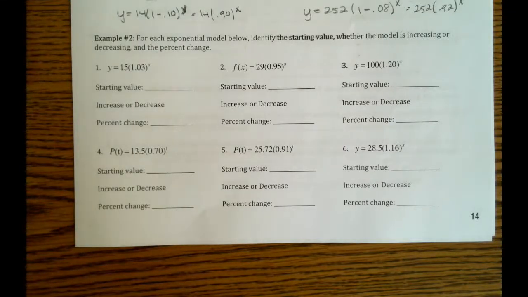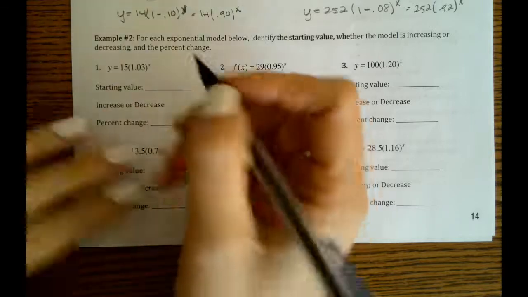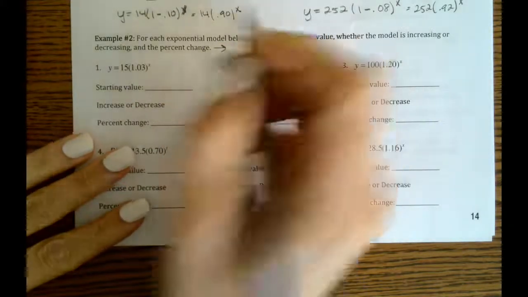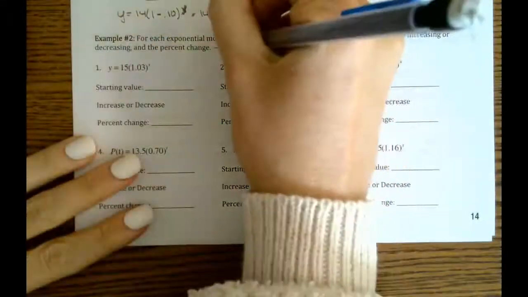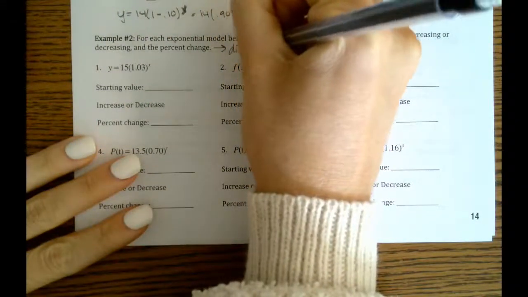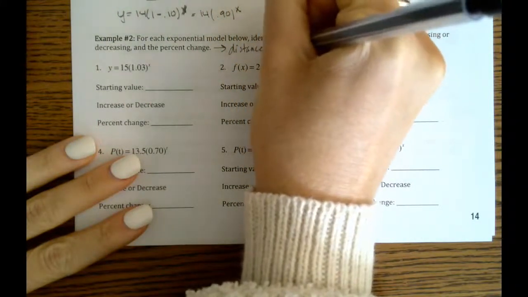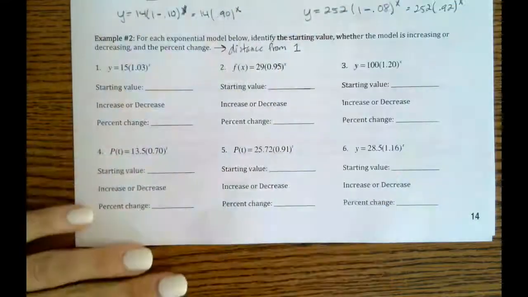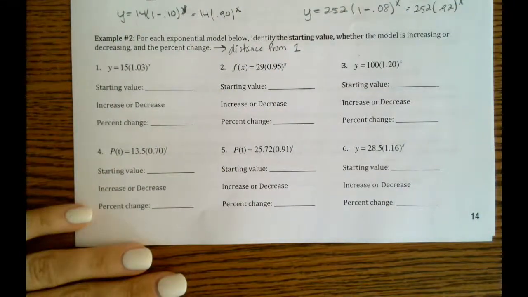Okay, group on example 2. For each of the exponential models below, identify the starting value, whether the model is increasing or decreasing, and then the percent change. So the big thing with percent change that I want you to remember is it is your distance from 1. Distance from 1. So it could be a positive direction or a negative direction.